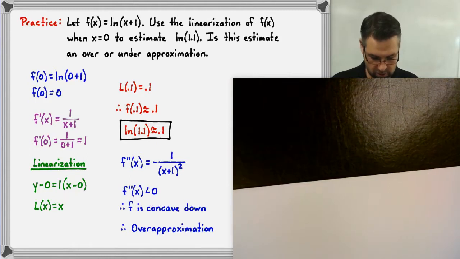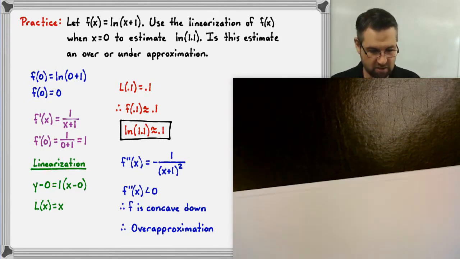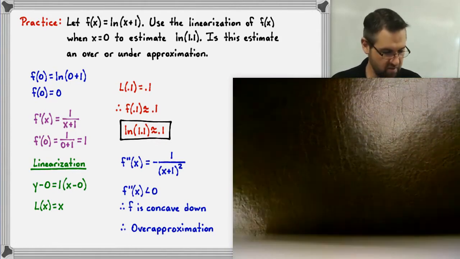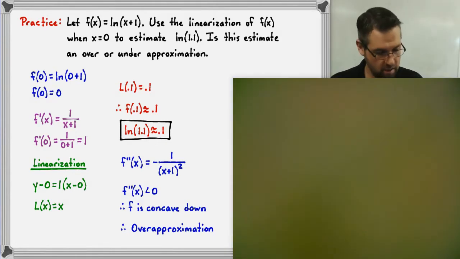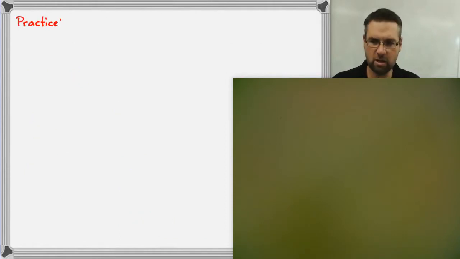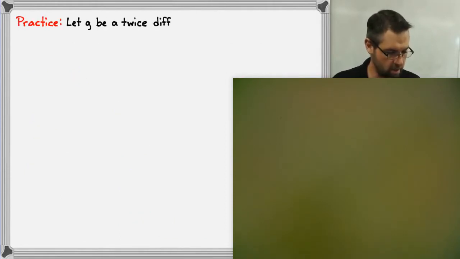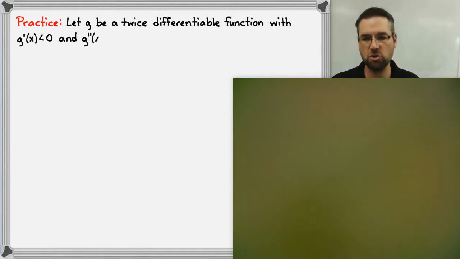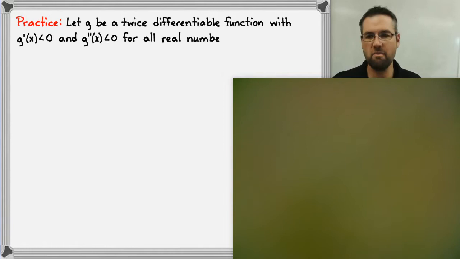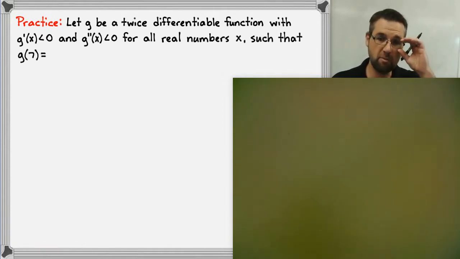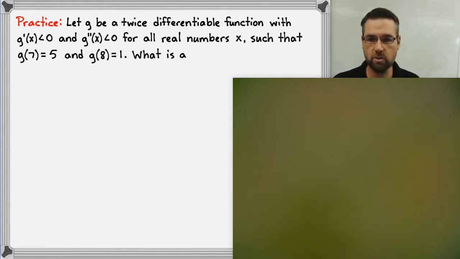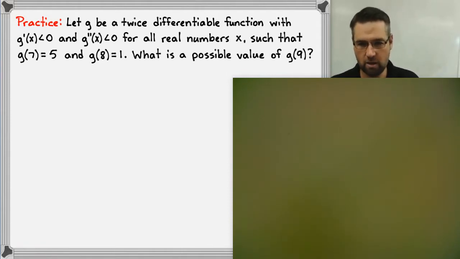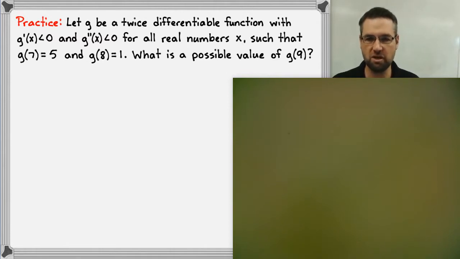Now let's move on to a problem that I think is very important. It's not necessarily related to linearization, but it's something that you guys have been dealing with in regards to interpreting data points and interpreting information, okay? So it says, let G be a twice differentiable function with G prime of x less than 0 and G double prime of x less than 0 for all real numbers x, such that G of 7 is 5 and G of 8 is 1. What are the possible values of G of 9?